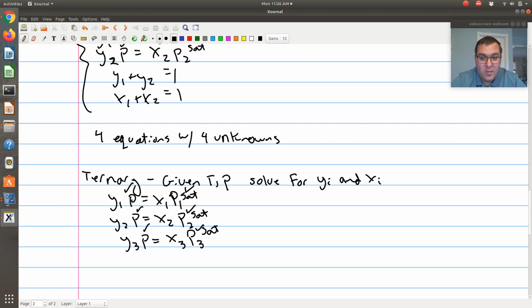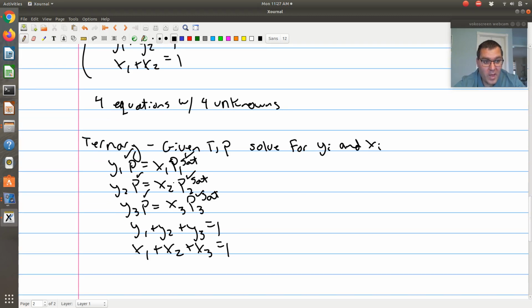If I look back at what we had for binary systems, I have two constraint equations: my mole fractions have to sum to 1. Here that'd be y1 plus y2 plus y3 is equal to 1, and x1 plus x2 plus x3 is equal to 1. But still, that only gives me 5 equations. So I have 6 unknowns and 5 equations, so it's not solvable. I can't find a unique set of compositions. I have more unknowns than equations. So what am I going to do?